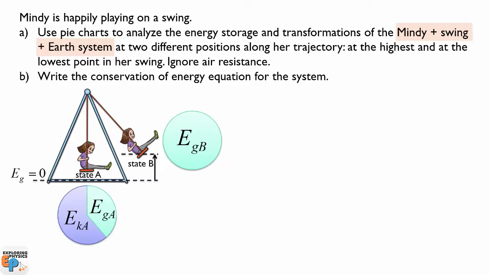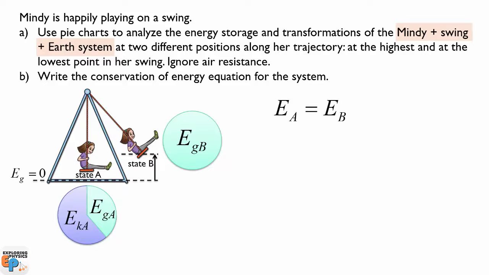For part B of the problem, we need to write the conservation of energy equation for the system. We know that total energy of the system is conserved. We can then write the conservation of energy equation as total energy of the system at position A equals total energy of the system at position B.